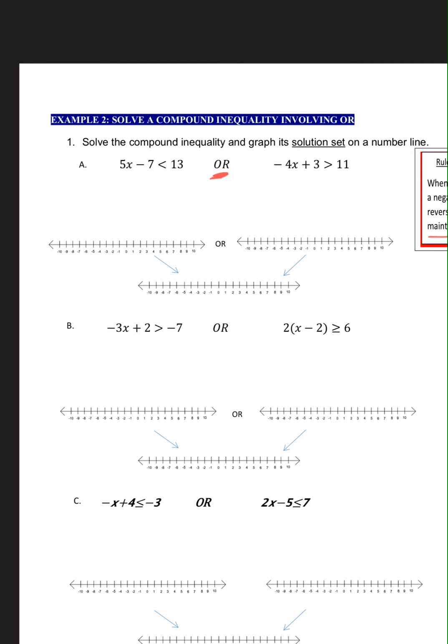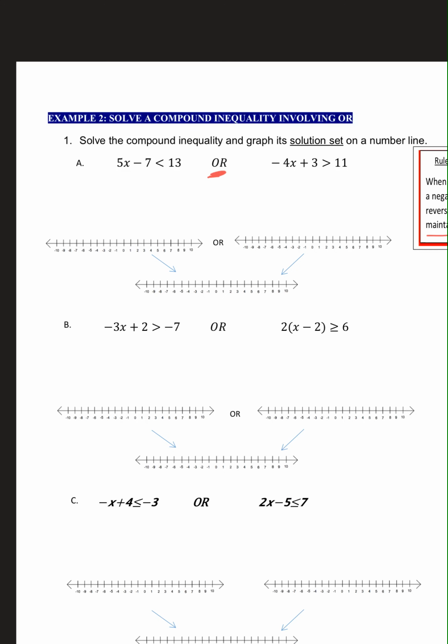So first we're going to solve both of these inequalities like they're separate problems, but they're still part of the same problem. So I'm just going to look at this first problem here. I'm going to do it all in red. So I'm first going to do the inverse of addition or subtraction. So I see subtraction, so I'm going to do the opposite of subtraction, which is addition. So I'm going to add 7 on either side. And then I get 5x is less than, and 13 plus 7 is 20. Now I'm going to divide both sides by 5, and I get x is less than 4. And then now I'm going to graph it. So I have an open circle at 4, and I have all the numbers less than x, which is this way.